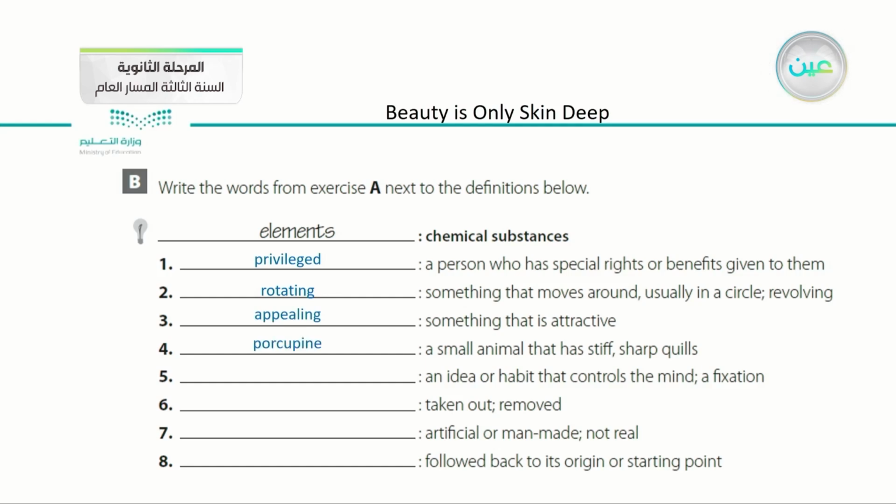Porcupine is a small animal that has stiff, sharp quills. Number 5, obsession is an idea or habit that controls the mind. It's a fixation. Number 6, extracted means taken out or removed. Number 7, synthetic, it means artificial or man-made or something that is not real. The last word is traced and means followed back to its origin or starting point.